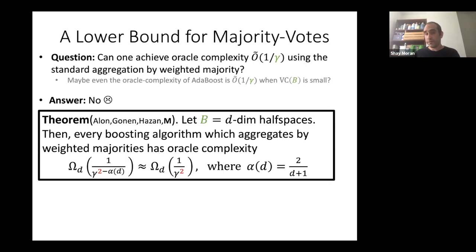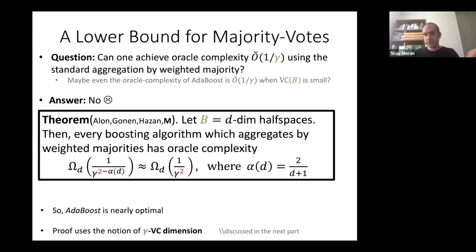We prove that if you take a rather natural base class, d-dimensional half spaces, for small d, then every boosting algorithm which aggregates by weighted majorities has local complexity which is almost quadratic in gamma. Okay, so it's 1 over γ to the 2 minus α, where α is 2 over d plus 1. So it's almost quadratic in γ. Maybe you can do a little bit better, but certainly you cannot get linear in 1 over γ. So in this sense, in the family of weighted majority aggregation boosting algorithms, AdaBoost is nearly optimal.